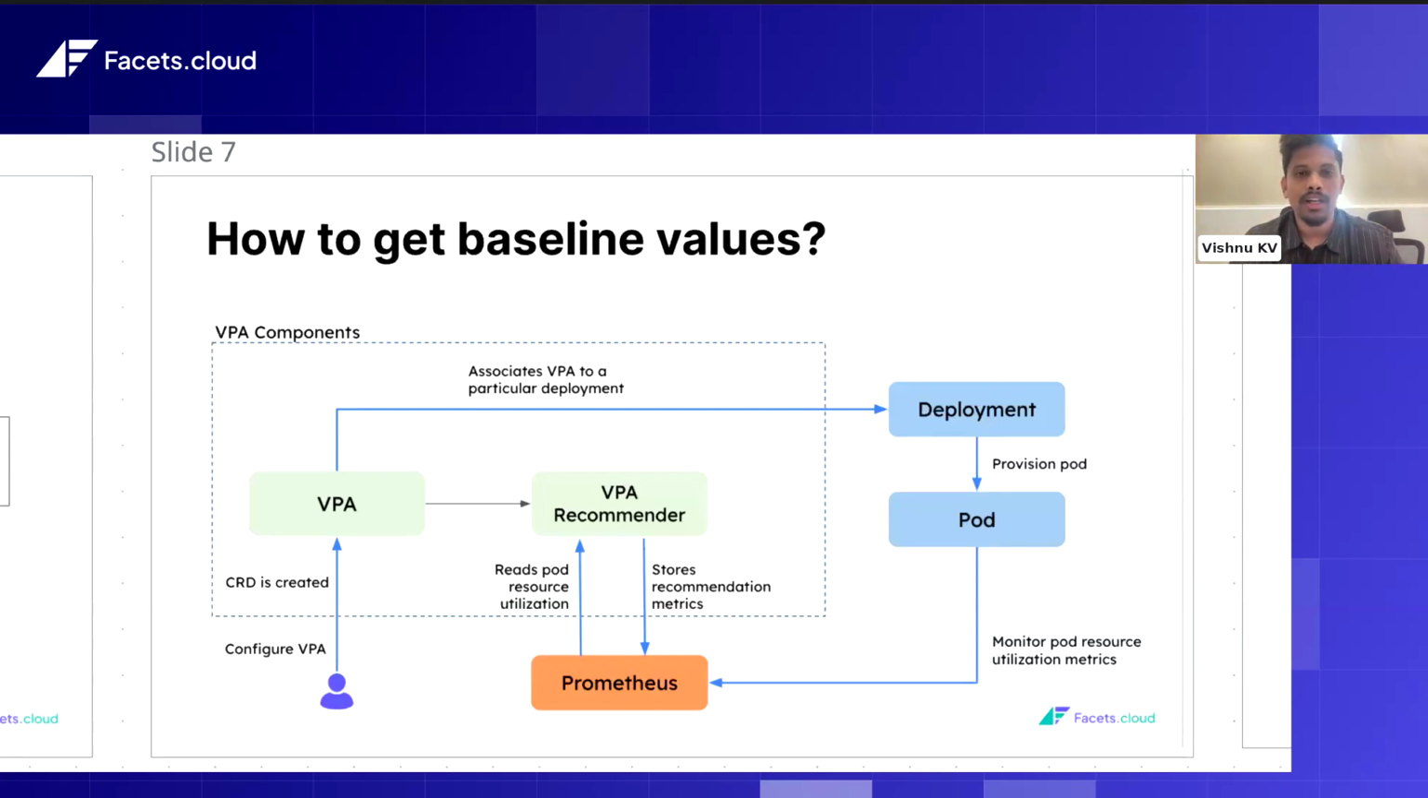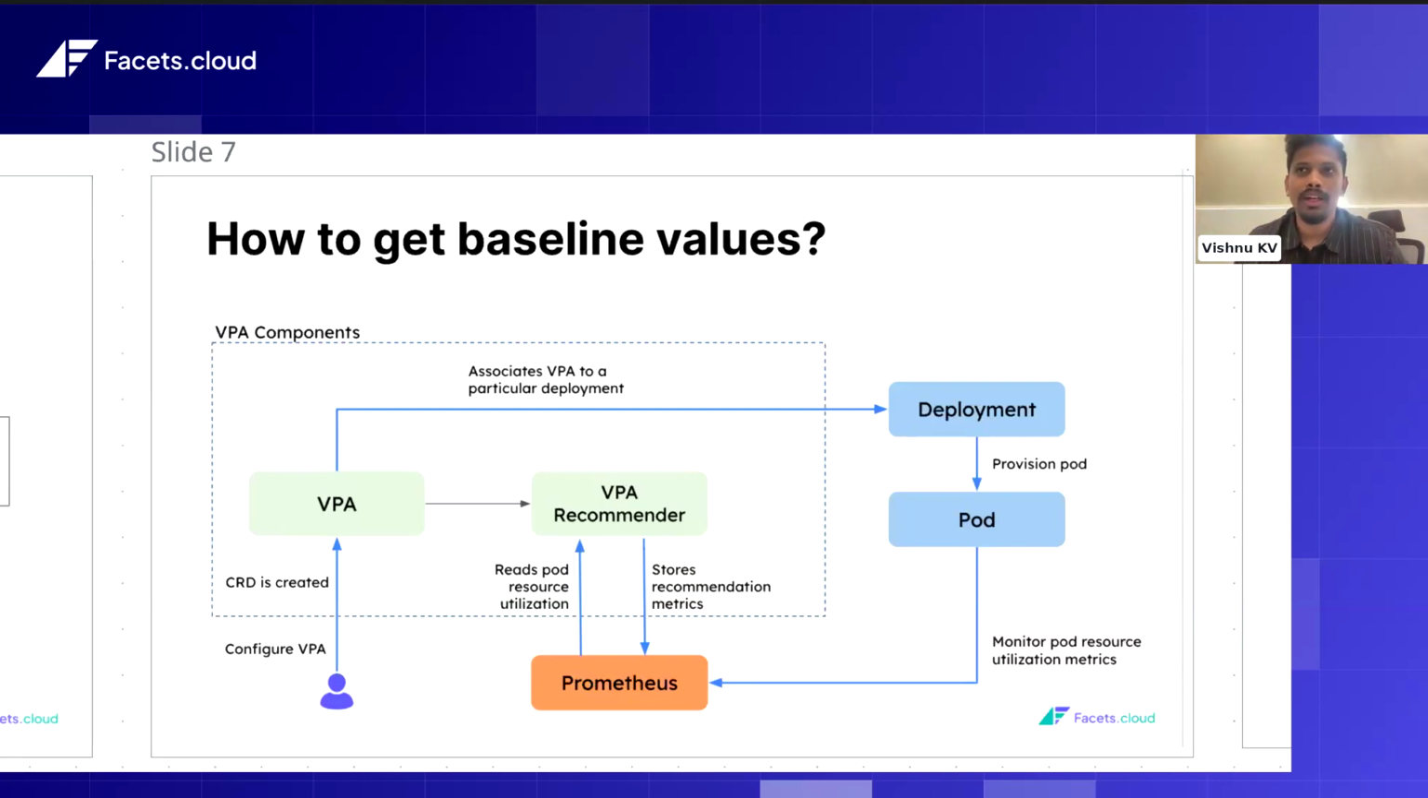Currently, we run VPA in recommender mode. There are two modes, recommender as well as updater. We are not going with the updater mode because we don't want to change any configs at runtime, on the fly, in production or even non-prod environments, which is a very bad practice. What we want is to take informed decisions with metrics, and everybody should be aligned with whatever informed decisions we take based on the metrics, right? So that's why we run VPA in recommender mode.